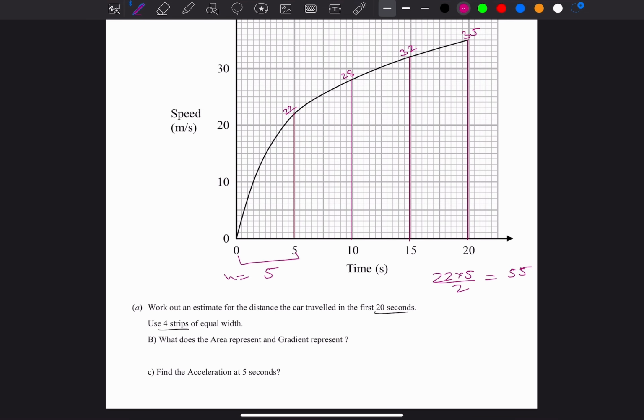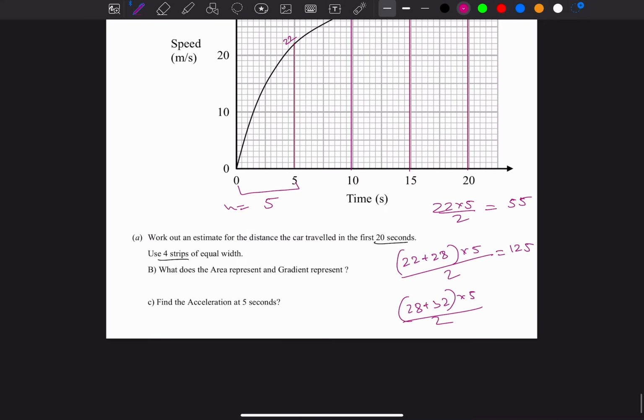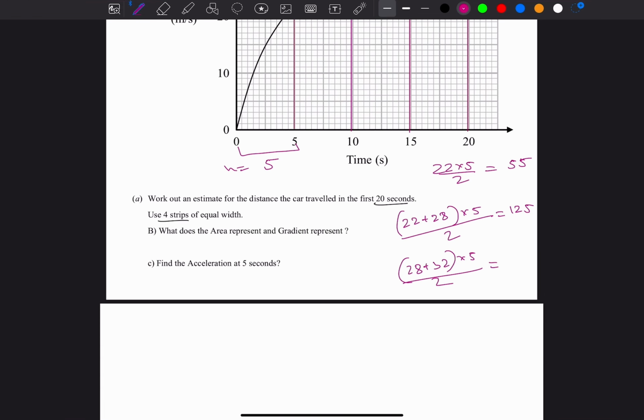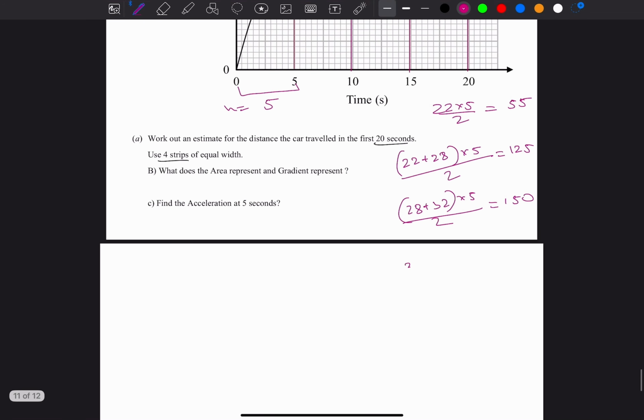The next one is a trapezium. You add the parallel sides, so 22 add 28 times by the height, which is always going to be 5 because of that question, divided by 2. That's 125. And the next one is 28 add 32 times by the height divided by 2, which makes it 150. The last one is 32 add 35 times by the height, which is 5, divided by 2.